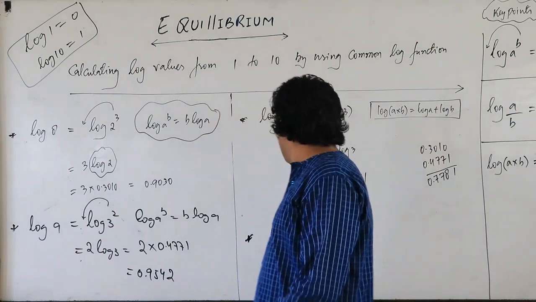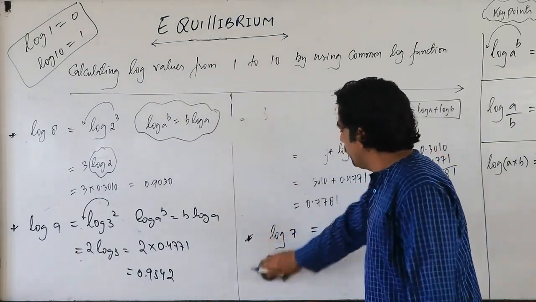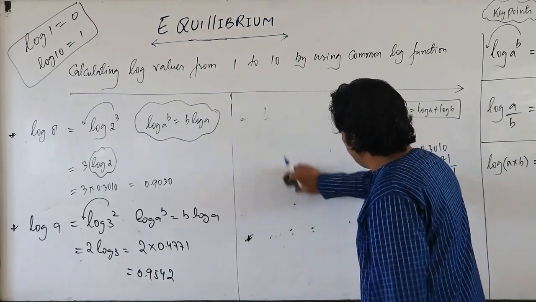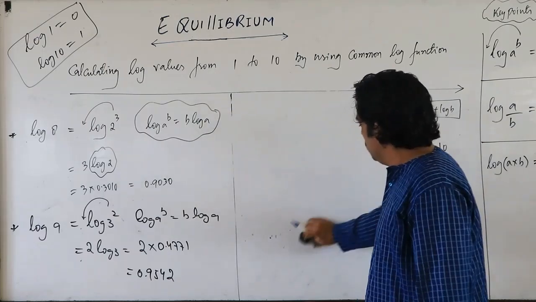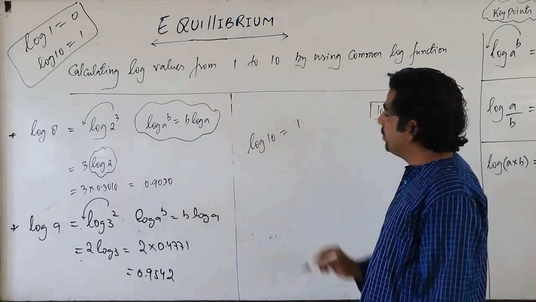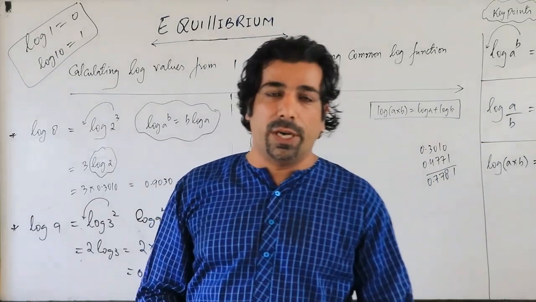And finally you have log 10. And obviously log 10 is equal to 1. So log 10 is equal to 1. So my dear friends, you have learned how to find out the log from 1 to 10.